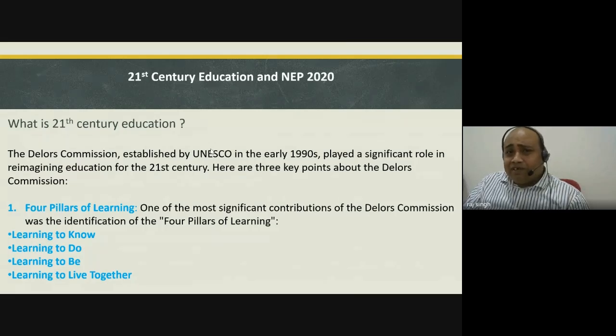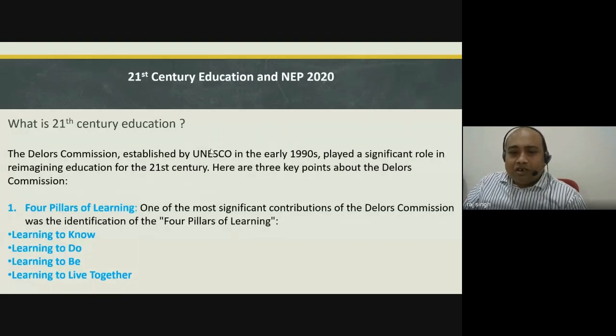What is 21st century education? So what happened? UNESCO established a commission under the leadership of Delors, a professor from France, in 1993, to find out what the education system should look like in the 21st century. What is the need of the 21st century? So this committee found out and gave the four pillars of learning.